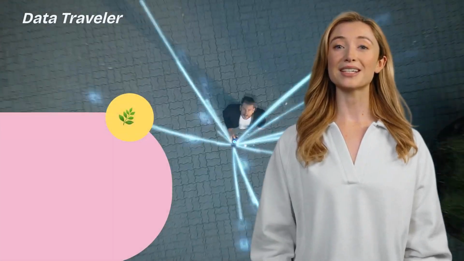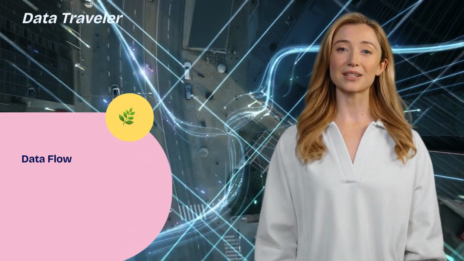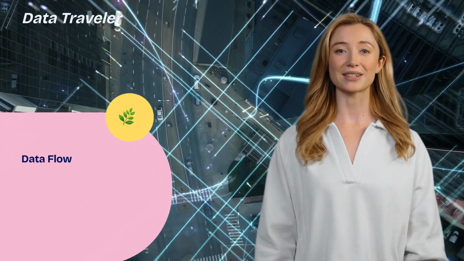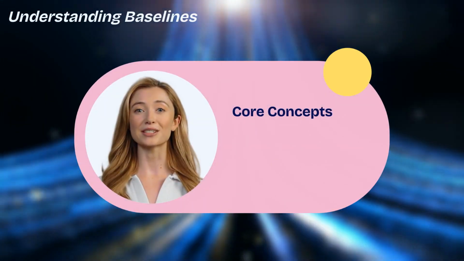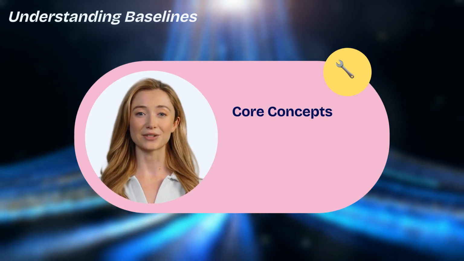So data isn't just sitting in one spot, it's like a traveler on your network. Communication flow is all about figuring out who's touching the data, when they're doing it, and how much they're taking. It's like watching the traffic on your digital highway. By understanding this flow, we start to build what we call baselines. Think of it like knowing the regular traffic patterns of your neighborhood.